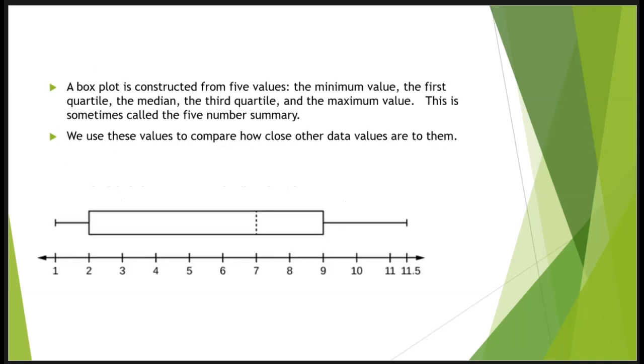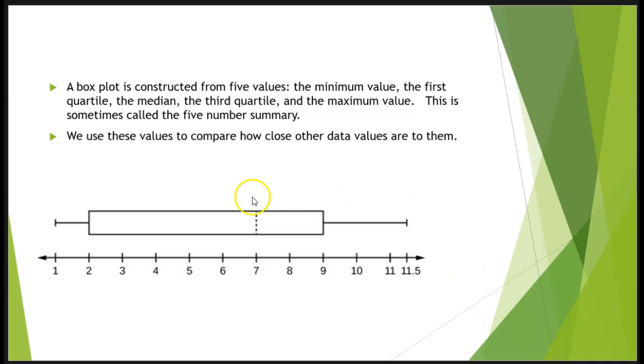So we construct a box plot from 5 values, and sometimes we call this a 5-number summary. It's the minimum value and the maximum value, the first quartile, the median, which is also the second quartile, and the third quartile. We use these values to compare how close other data values are to them.